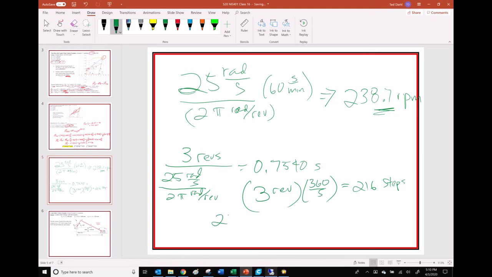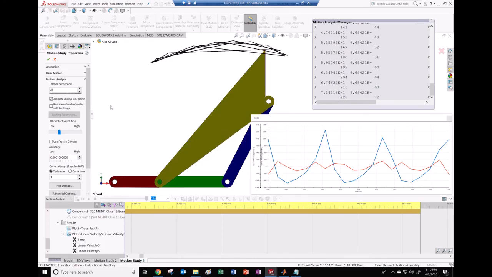If we take those 216 and divide them by 0.754, we're left with 286.5 steps per second, right? So we had a choice. We could either go 286, this should be a point decimal place, or 287 when we come back up to here. And so I think I decided to go 287.